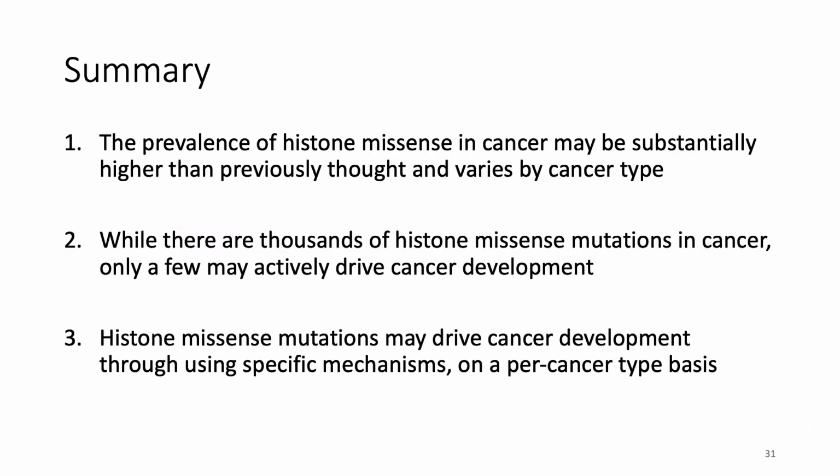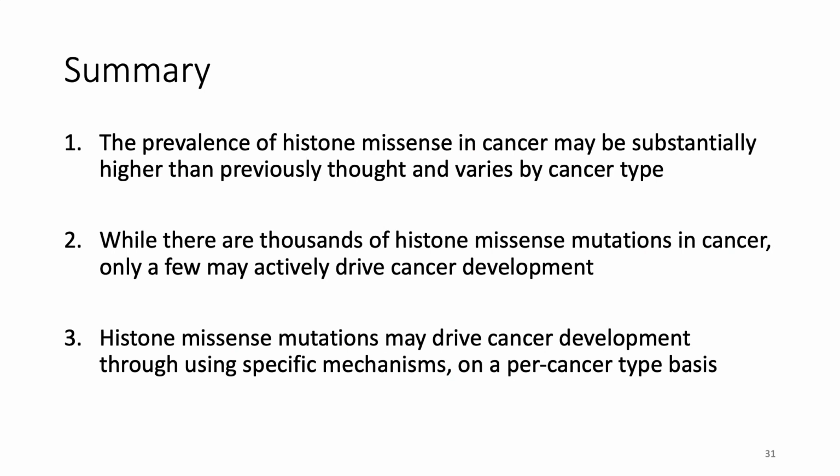So, 3 key points, if you didn't get anything from that presentation. Number 1, from this project, we've determined that the prevalence of histone missense mutations in cancer may be substantially higher than previously thought. And this prevalence varies quite a bit by cancer type. Inside of our data set, we found about 16% of patients to harbor a histone missense mutation, although previous reports suggest that only about 4% of patients harbor a histone missense mutation.